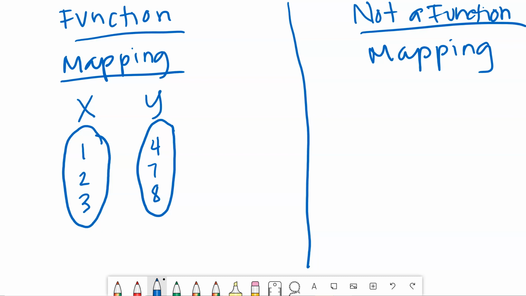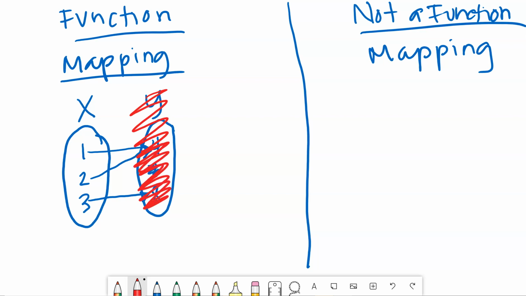So with the mapping, what's going to happen is you're going to have arrows coming out from the x's. Well, the 7 is alone. Let's take it off right here. So the way that you look at this for a mapping, again, do not pay attention to the y. What you have to pay attention to is the x.